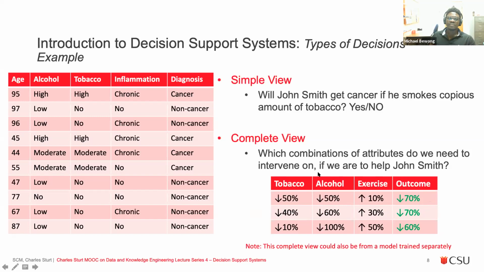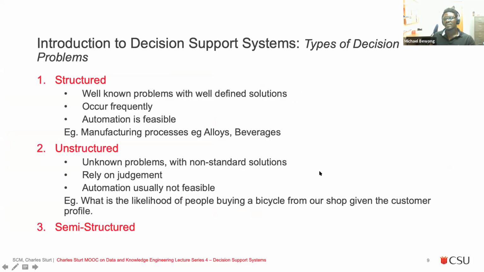Then we may look at how the decision problems are structured. Generally we have two main types, the structured and unstructured. And of course, we can talk about the semi-structured, which lies in the spectrum between structured and unstructured. When we talk about structured problems, we're generally talking about problems that are well-known, problems whose solutions are defined. So we can talk about a manufacturing process, or for example, the making of alloys. If you have aluminium, you add scandium to it, you get a metal that is good for aircraft. Add magnesium and chromium, you get a metal that's good for ships. Add magnesium and silicon, you get a material that is good for bicycles, and so on and so forth.